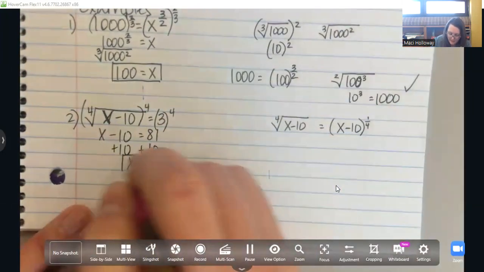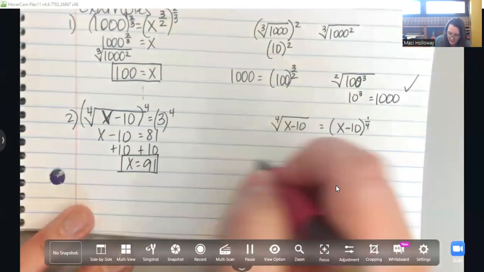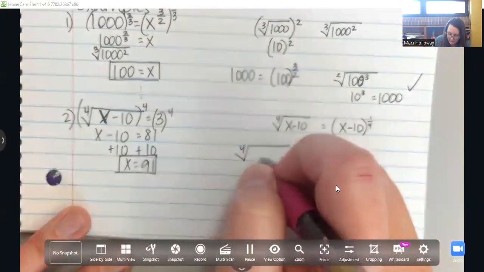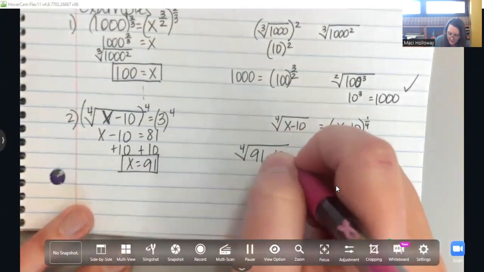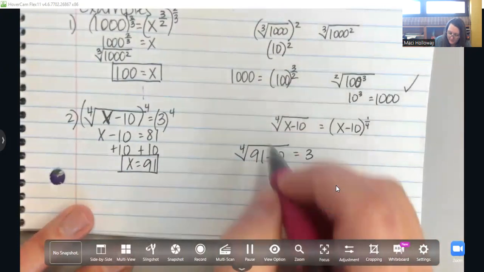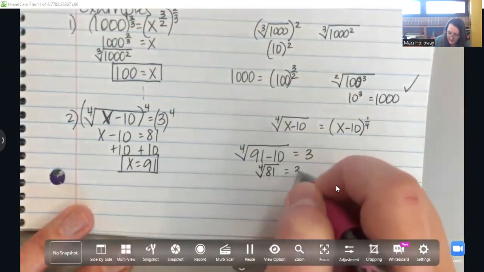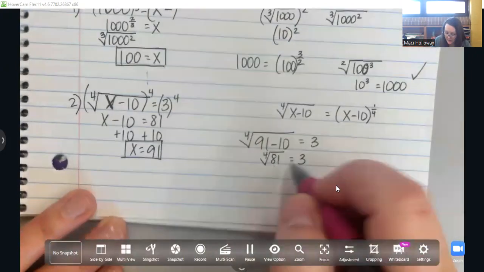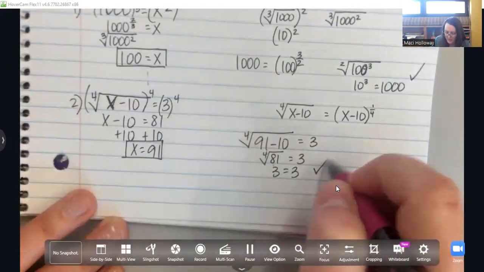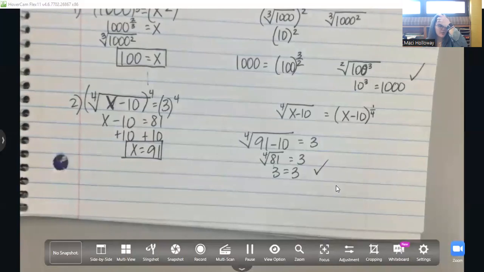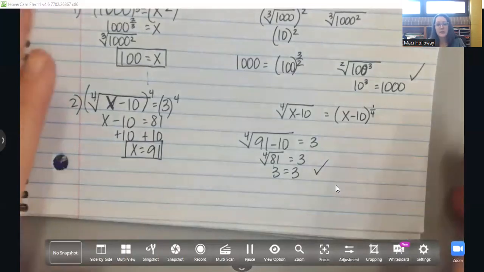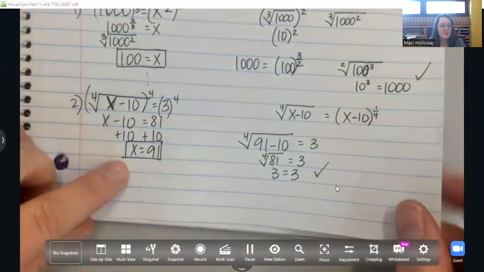So let's see if this answer checks out. We have the fourth root of 91 minus 10 equals 3. 91 minus 10 is 81. And is the fourth root of 81 equal to 3? It sure is. So we check out. Some of these things you can do on the calculator, totally fine. Others you might want to do by hand just so you can practice it. All right, let's do the next one.